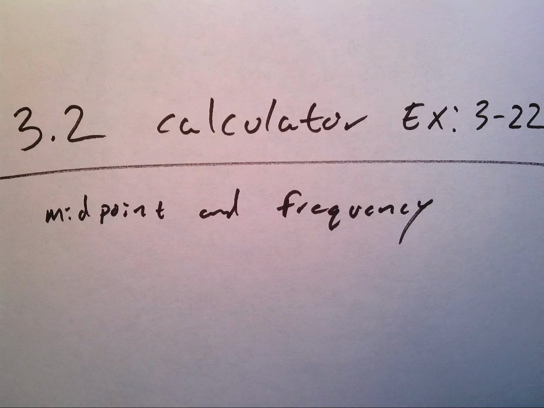Alright, this is 3.2 calculator. We're going to look at example 3-22. This time to calculate the standard deviation and the variance and whatnot, they're using midpoint and frequency. So how do we get the calculator to do that for us?